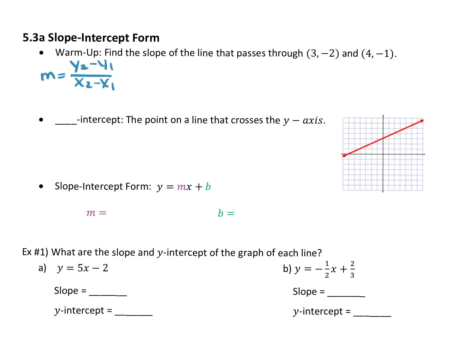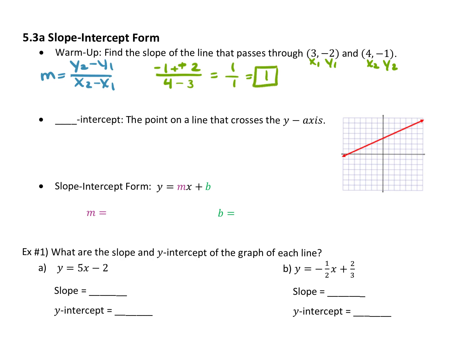Okay, so here's what I did. Let's see if this is what you did. I called this x1, y1 and x2, y2. So it would be y2 minus y1, which is negative 2 minus a negative 2 over 4 minus 3. Remember, minus a negative is plus a positive, so negative 1 plus 2 is 1. 4 minus 3 is 1, so you have a slope of 1.